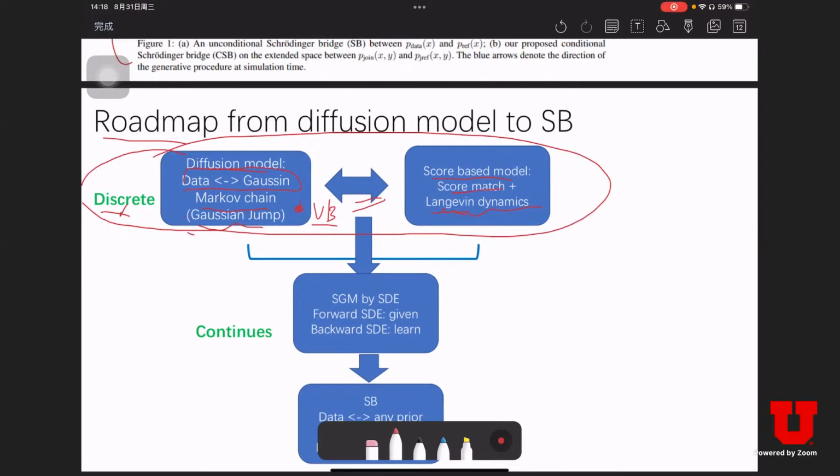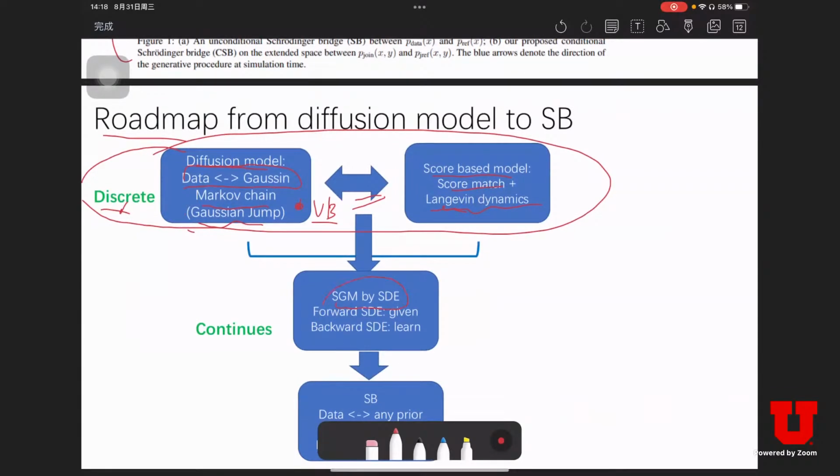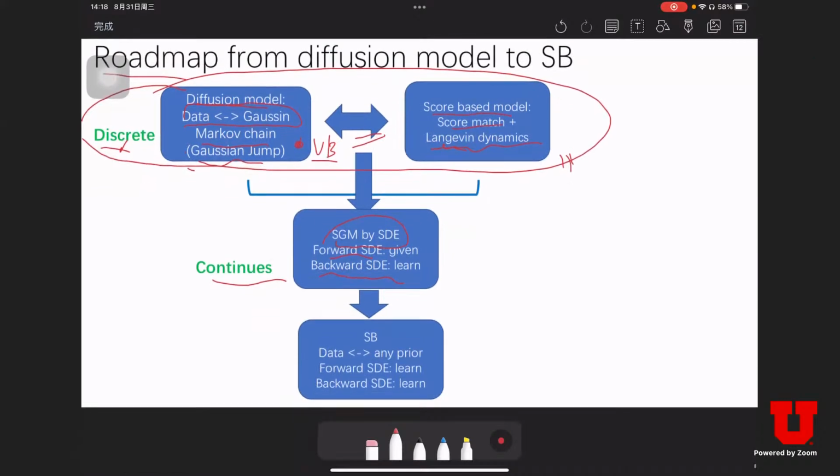And here is also about the discretized things. If we transfer from discretized to continuous, we get the SGM by SDE. So this model is given a forward SDE, a continuous version of your forward Gaussian joint, and we want to learn the backward SDE. With the continuous setting, we have a more generalized, more unified framework to model the different settings in the discretized things.